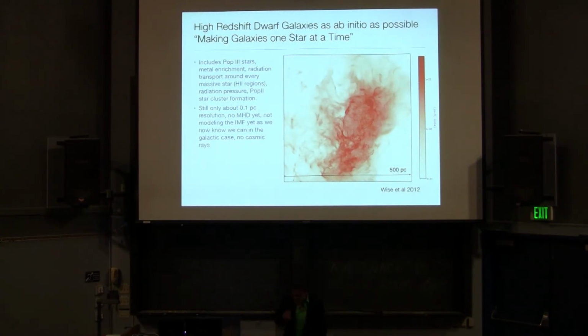So this is a simulation. You see the scale here, about 500 parsecs across. This is 2 times 10 to the 8 solar masses total in dark matter.